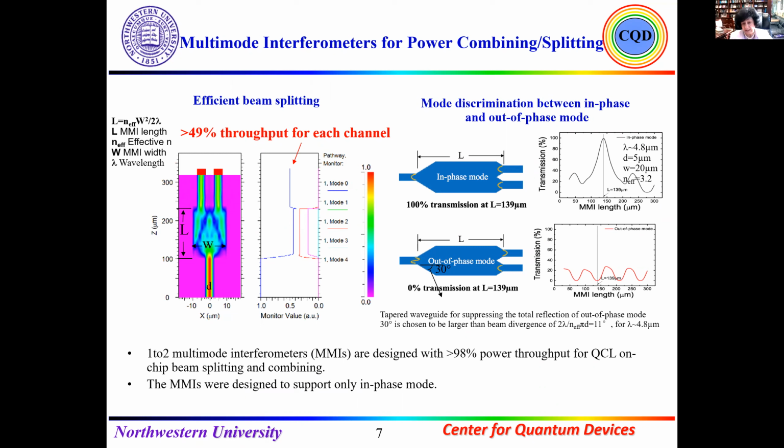That is similar to what is done at short wavelengths. So we tried to have a 1 to 2 multimode interferometer. We designed it to have more than 98% power throughput for the quantum cascade on-chip beam splitting and combining. And we designed it to have mode discrimination between the in phase and out of phase modes, as you can see here. So the MMI was designed to support only the in phase mode, and we used it for all of the different wavelengths.